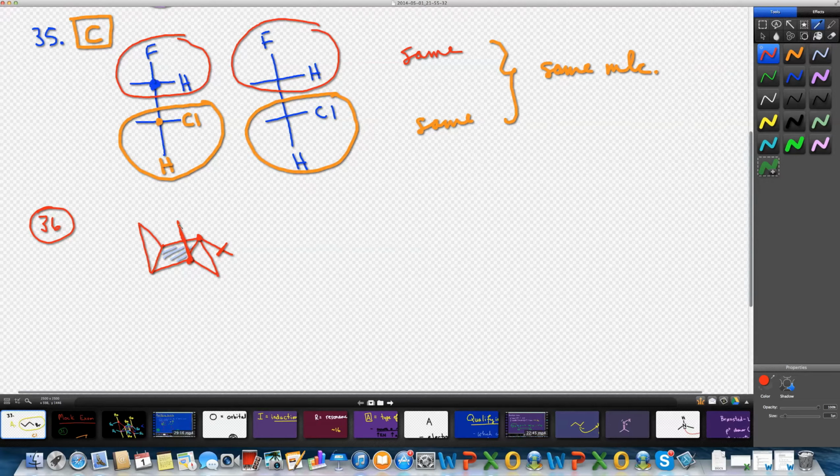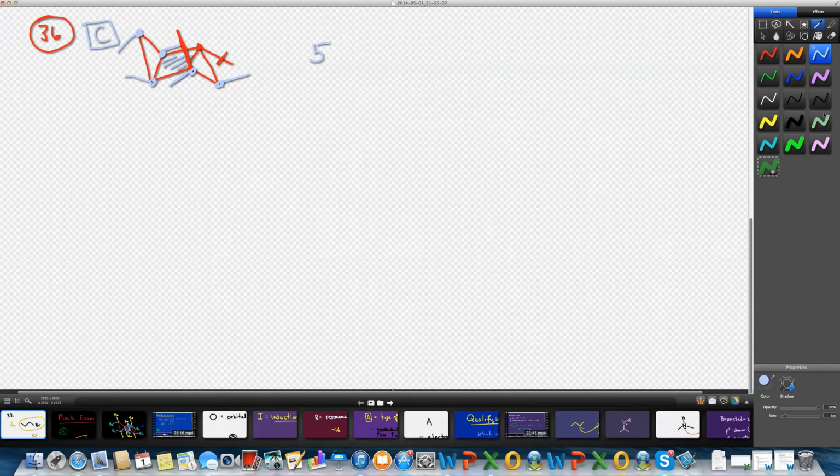be coming straight up. So that means I'm going to have equatorial hydrogens in this position, in this position, and this position, and this position, and this position. That's a total of 1, 2, 3, 4, 5 equatorial hydrogens, and this is also answer choice C. So for 36, the best answer is C.